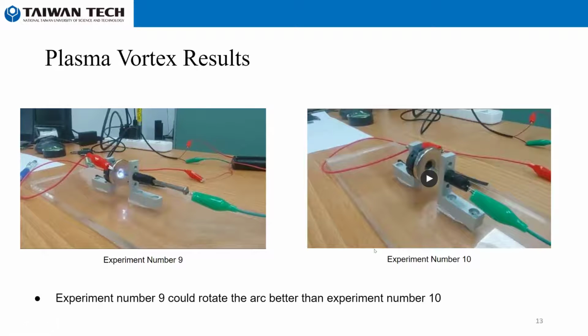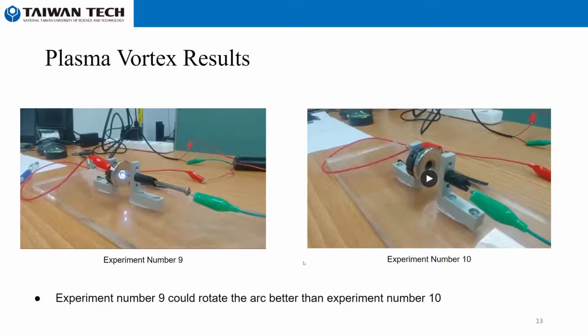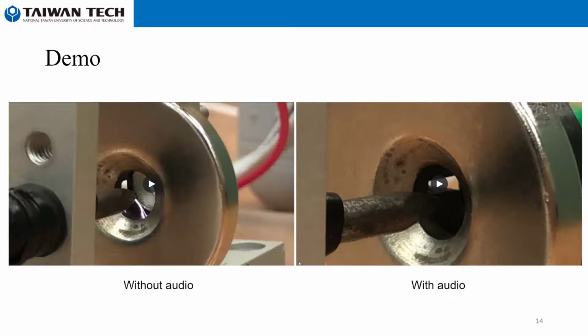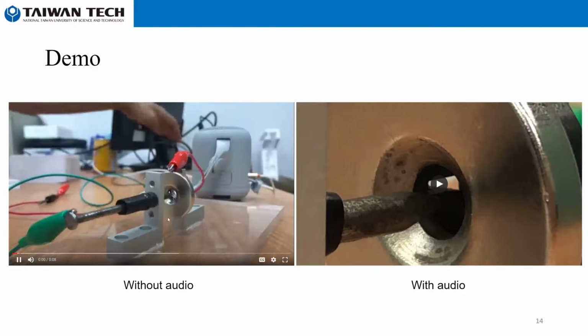Okay, let's move on. These are our current results, the latest results that we have using the 3.41 millimeter rod. As you can see, this one is without audio.